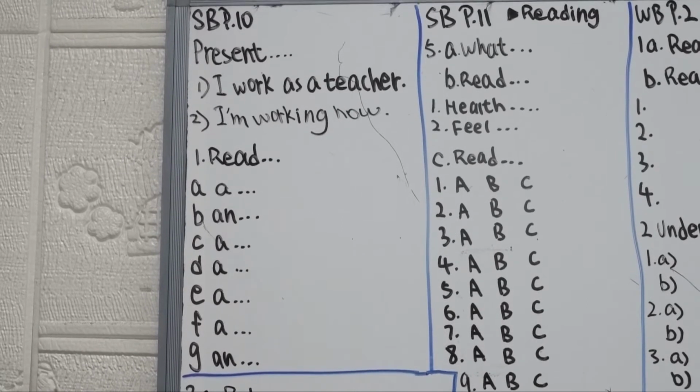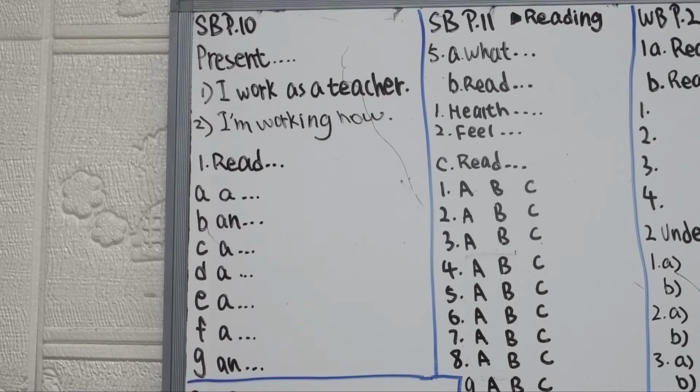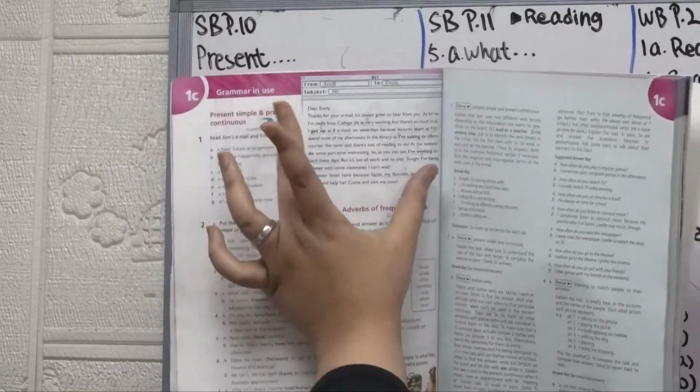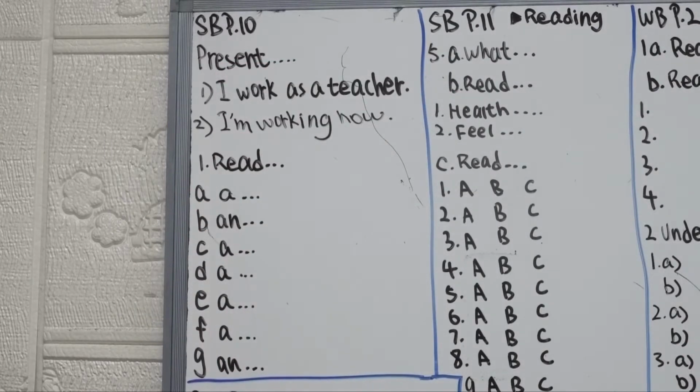So as you can see in page 10, the first part, you will see a little paragraph, right? So everybody, I'll explain what is present simple and present continuous tense to you later, but before that, let's do this exercise first, all right? Because our next part is going to be about the tenses, all right? So let's have a look. So I'm talking about here, if you're confused, I'm talking about this note here, all right? So 1, read Anne's email and find examples of these, all right? So let's have a look.